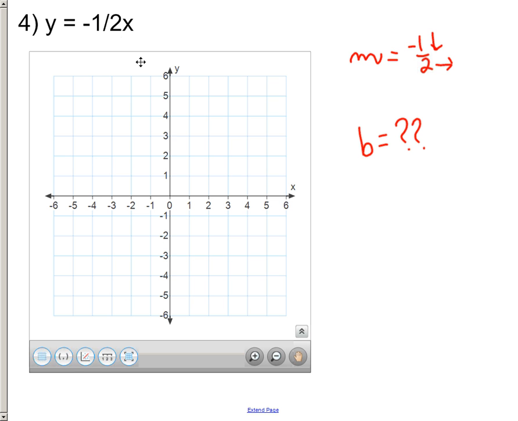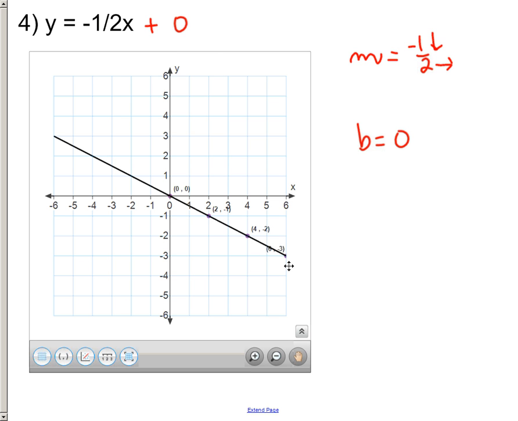What's my y-intercept? Well, if you add 0 to it, it doesn't change it, so it's okay to add 0, which means that my y-intercept is at 0 on the y-axis right here. It's right at the origin. And now from this y-intercept point, we do what our slope tells us to. Down 1, to the right 2.